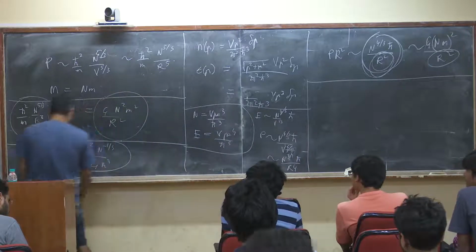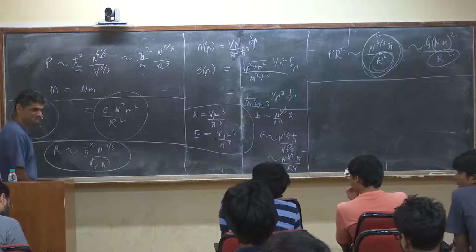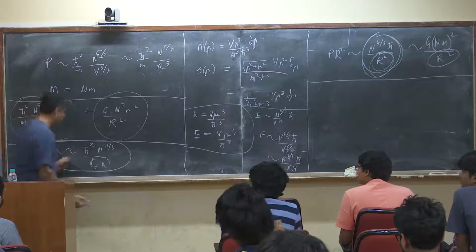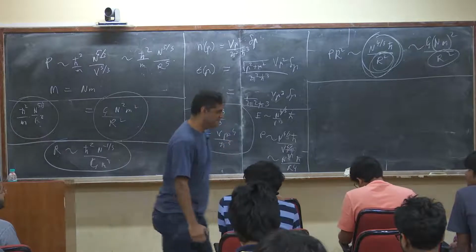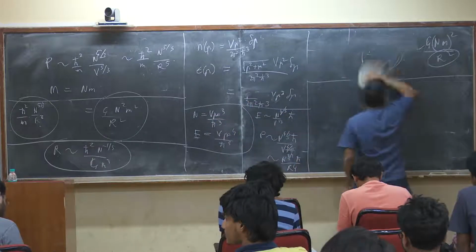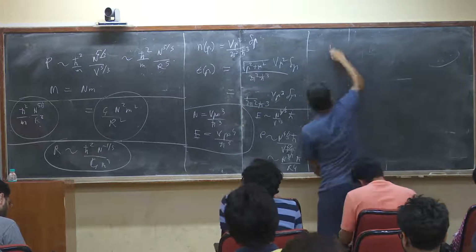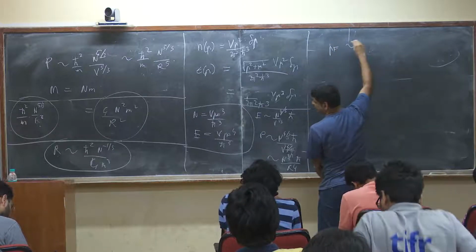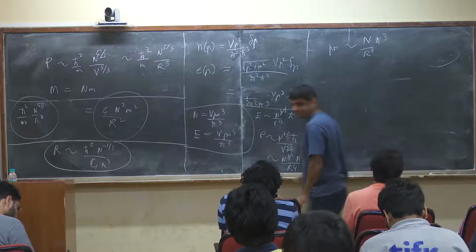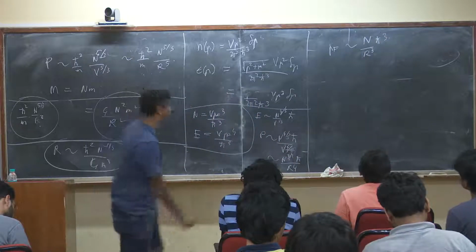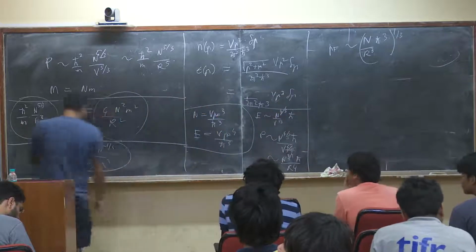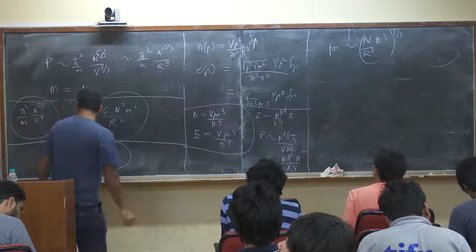So now let us back calculate to see what PF was. Let's take this answer and use it to estimate PF. So we had this quantity here, where PF was of order n by R cube h bar cube to the 1 by 3. So let's put that in here. Let's put R in there.